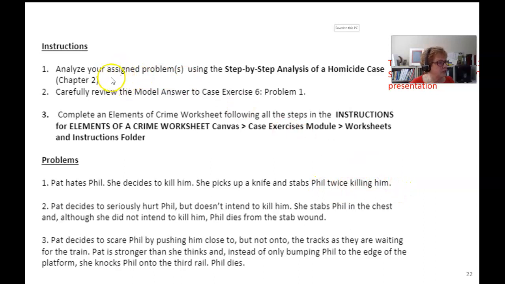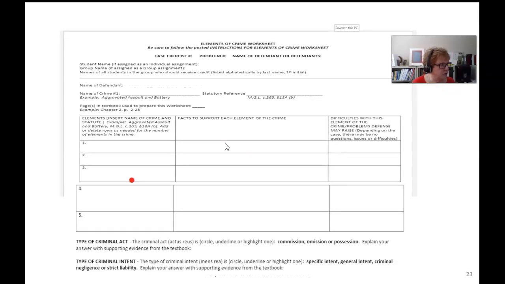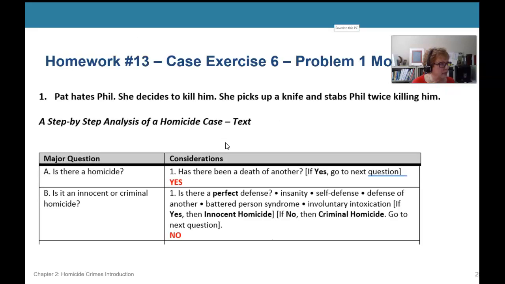I'm going to show you the step-by-step analysis that is required in the homicide cases. This is the model answer that I'm showing, and I will also show you a completed elements of a crime worksheet that you will have available as a model for each of the case exercises in Chapter 2. Okay, let's see. All right, first question.